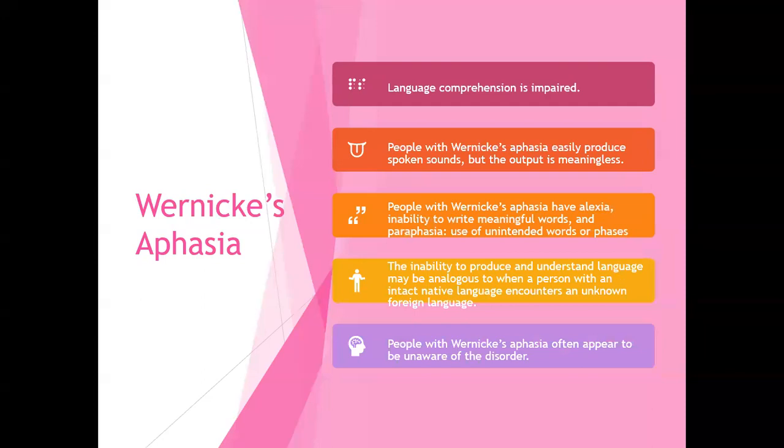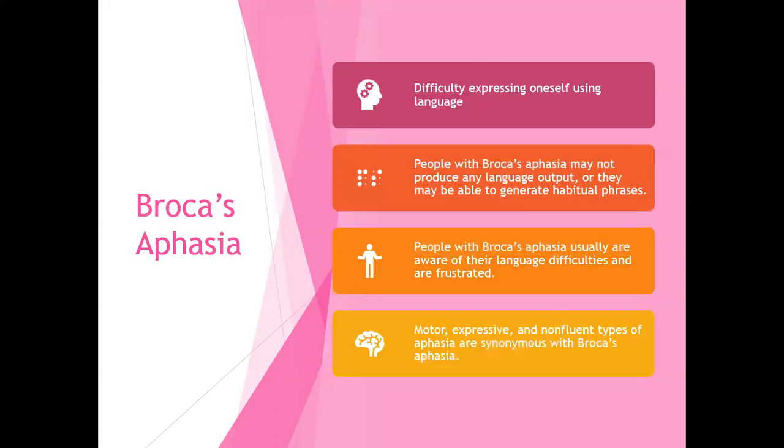Wernicke's is sometimes called fluent aphasia, sometimes it's called receptive aphasia because you can't receive the information. Broca's aphasia is also sometimes called motor aphasia, expressive aphasia, and non-fluent aphasia. Those are all synonymous with Broca's aphasia. So Wernicke's is receptive and fluent. Broca's is motor, expressive, or non-fluent.